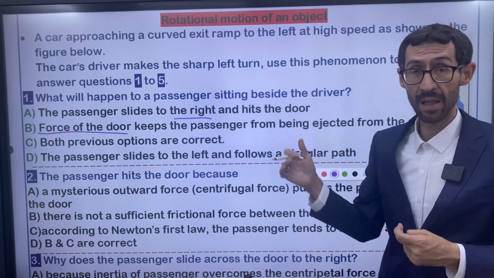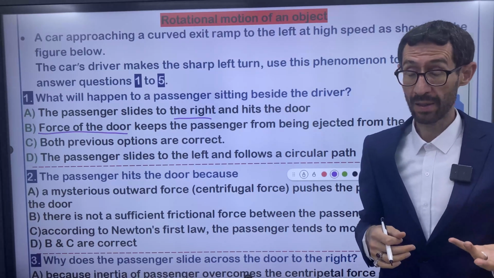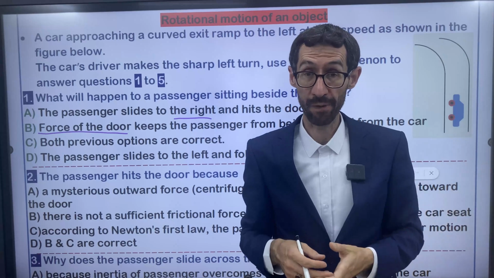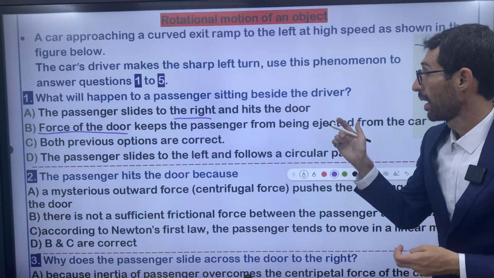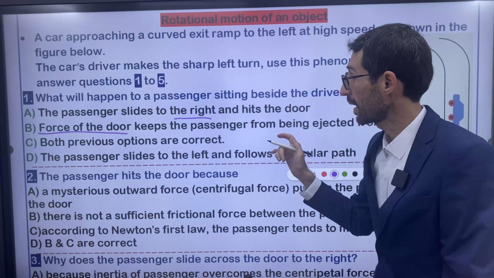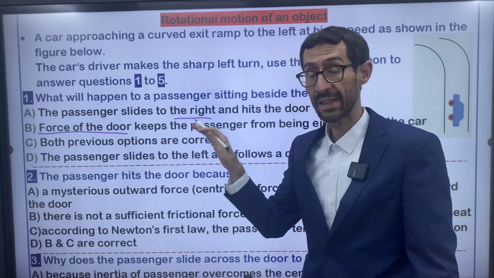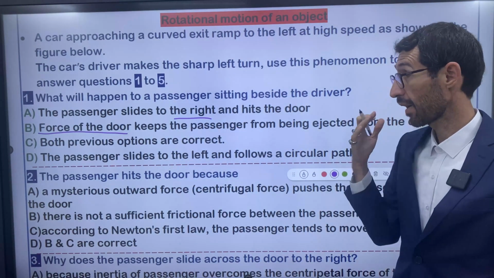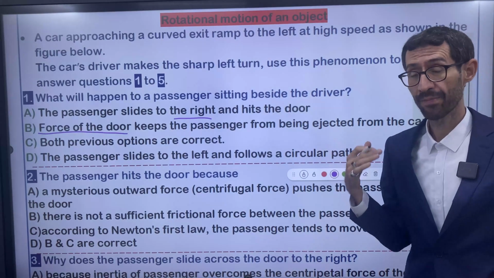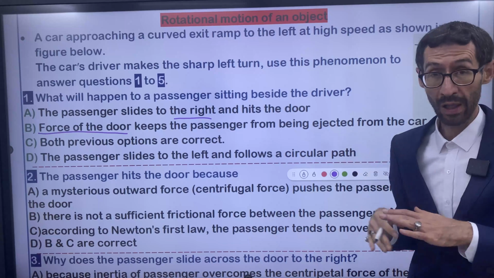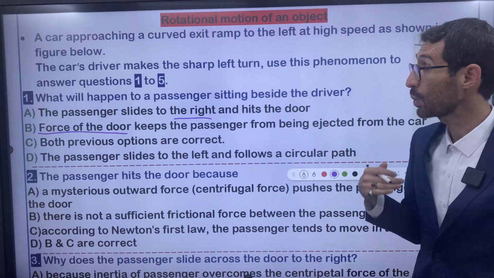That's why it becomes a part of the centripetal force. That's why it helps the centripetal force, right? So we believe both options. See, both previous options are correct. Till now is true, but don't hurry. I've told you over and over again, don't hurry. Read all options. After that, you decide.